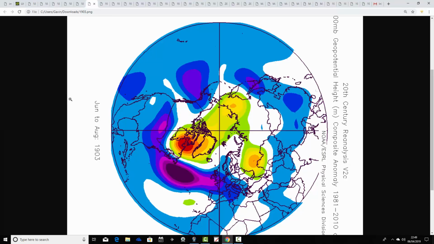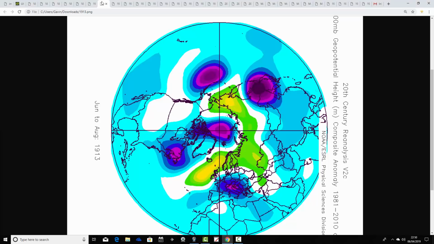1903 comes up next. This is how the summer of 1903 is looking. A very, very poor summer indeed, following a March with England and Wales precipitation of 93 to 114 millimetres. The jet stream is going down to our south, so a cool and wet summer. Very poor summer in 1903.